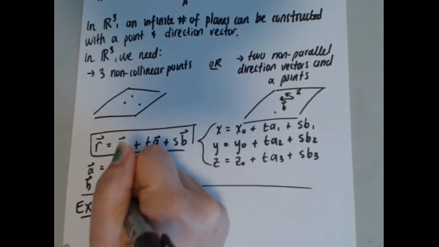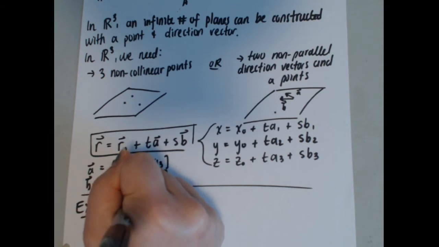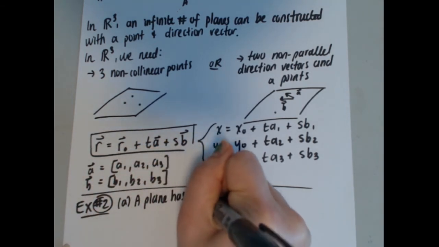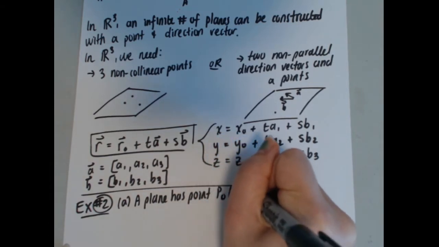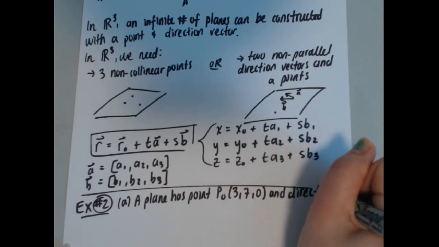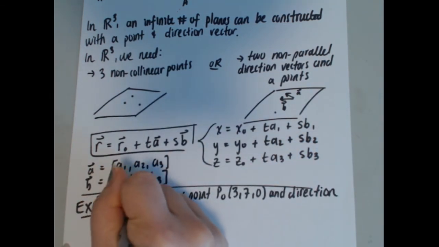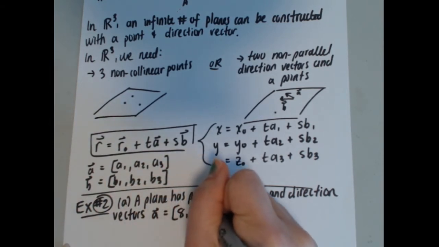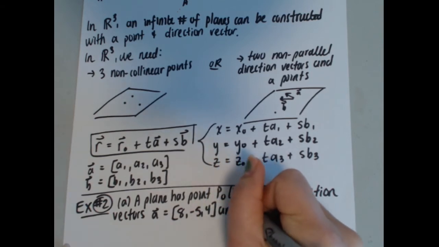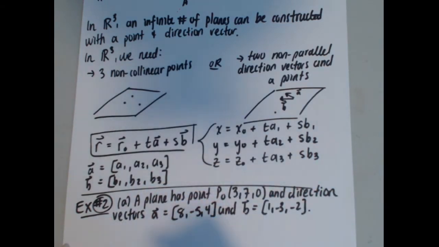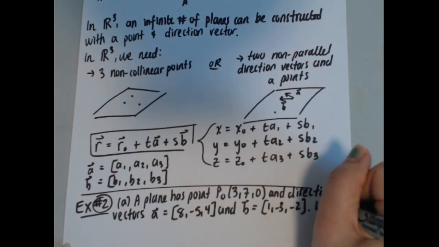All right, a plane has point, so this is part A, P0, which is (3, 7, 0), and direction vectors A, which is [8, -5, 4], and B, which is [1, -3, -2]. Okay, so we have to write the vector and parametric equations of the plane.